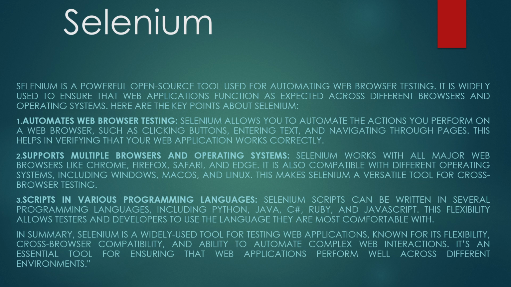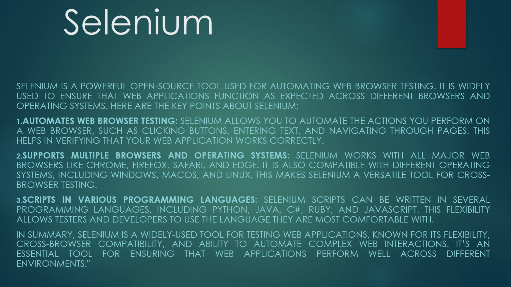Selenium allows you to automate the actions you perform on a web browser, such as clicking buttons, entering text, and navigating through pages. This helps in verifying that your web application works correctly. Number 2, it supports multiple browsers and operating systems. It works with all major web browsers like Chrome, Firefox, Safari, and Edge. It is also compatible with different operating systems including Windows, Mac OS, and Linux. This makes Selenium a versatile tool for cross browser testing.